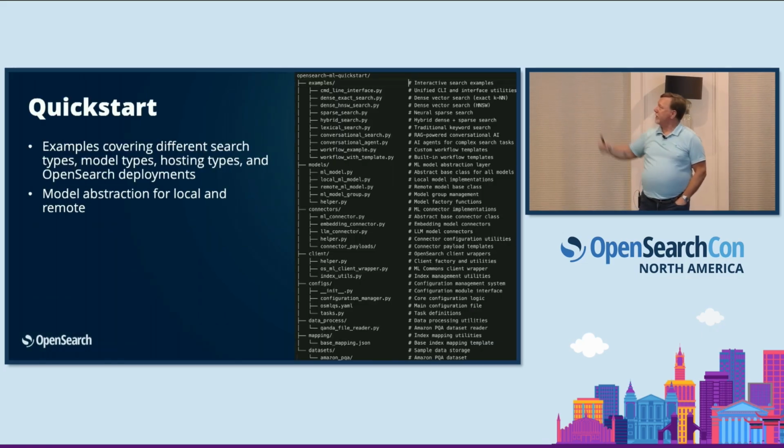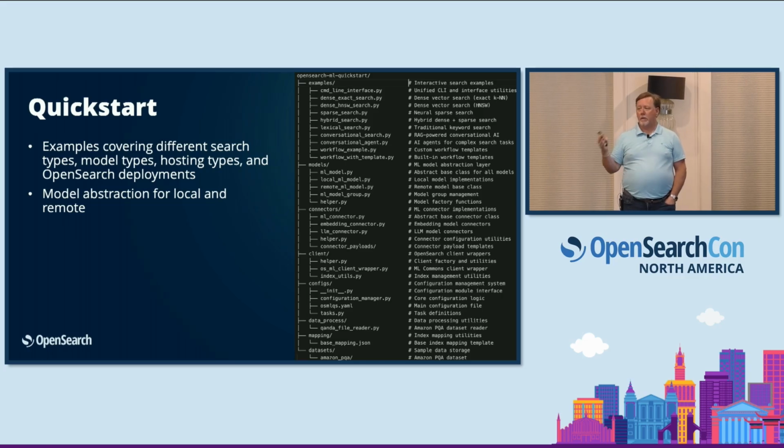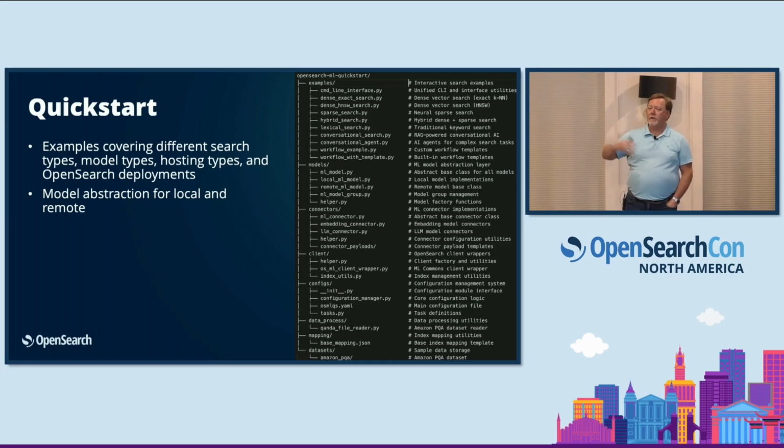So in the quick start, maybe a little small, but you can see we have examples here that include dense exact search, dense HNSW search, sparse search, hybrid search, lexical search, a conversational search, a conversational agent, and the various examples of the workflow templates. So all of these end-to-end, deploy everything, load a data set, and let you start using those queries.